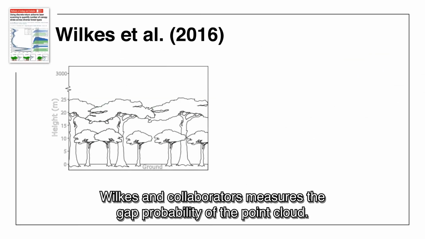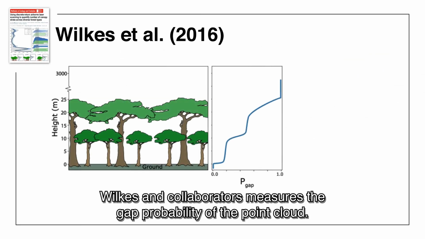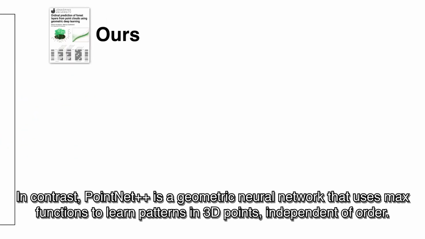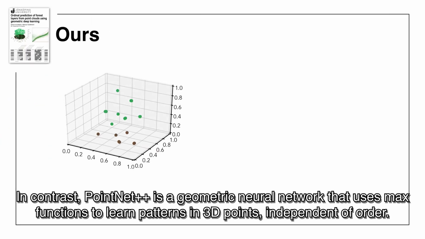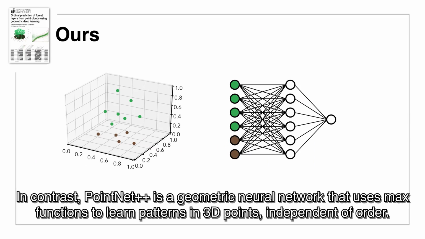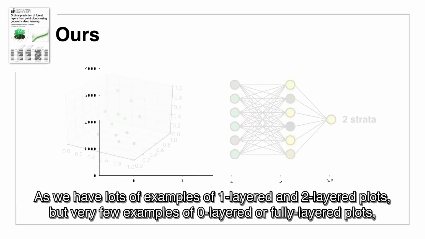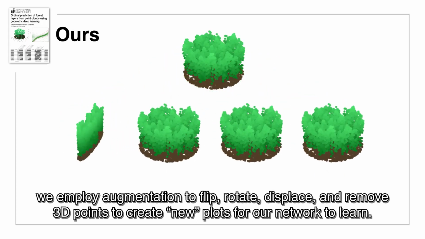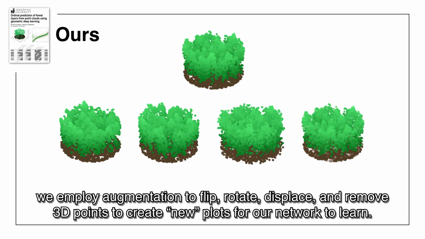Wilkes and collaborators measures the gap probability of the point cloud. By deriving this distribution, they were able to count the number of strata for an arbitrary forest plot. In contrast, PointNet++ is a geometric neural network that uses max functions to learn patterns in 3D points, independent of order. As we have lots of examples of 1-layered and 2-layered plots, but very few examples of 0-layered or fully layered plots, we employ augmentation to flip, rotate, displace and remove 3D points to create new plots for our network to learn.